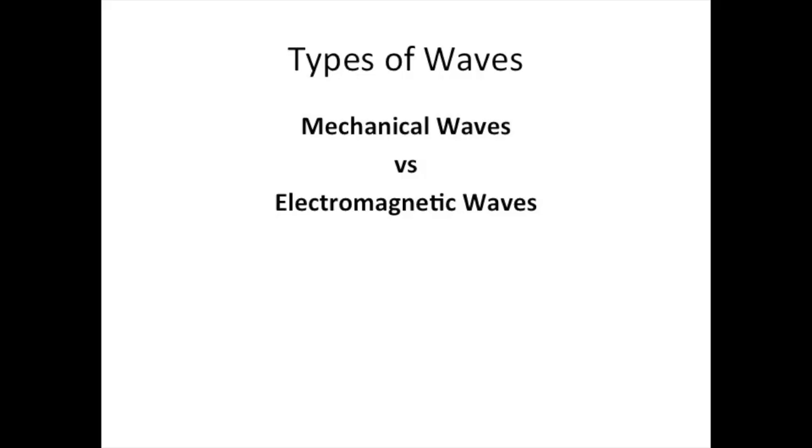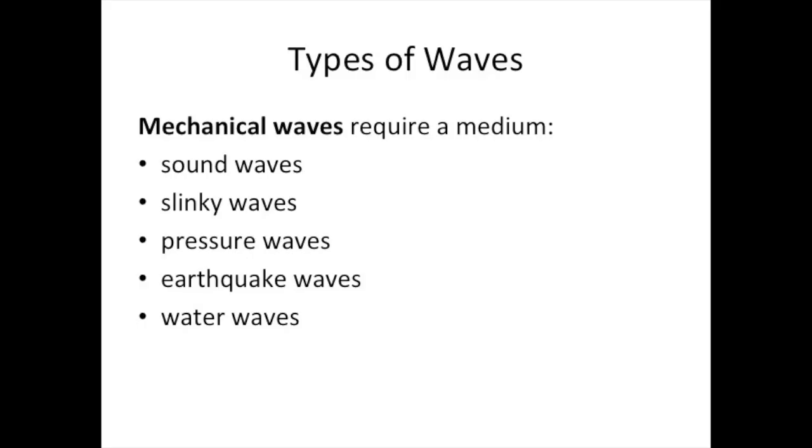And then we have mechanical waves and electromagnetic waves. A mechanical wave requires a medium of some kind. So it needs air or a liquid or a solid. Examples are sound waves, slinky waves, pressure waves, earthquake waves. Earthquake waves go through the surface of the earth, right, and even through the middle of the earth. And it's using the solid earth as a medium for the wave.